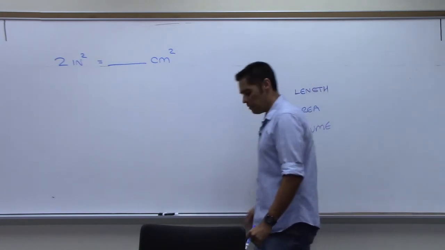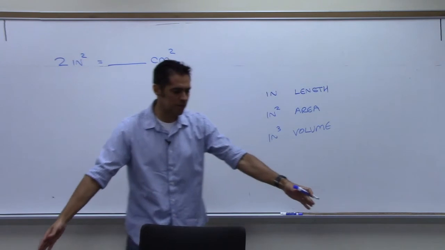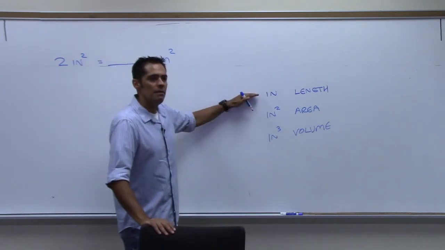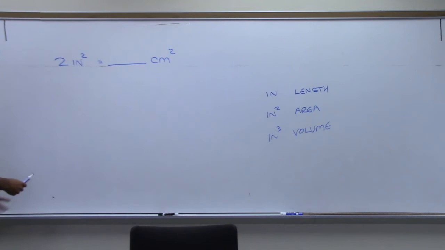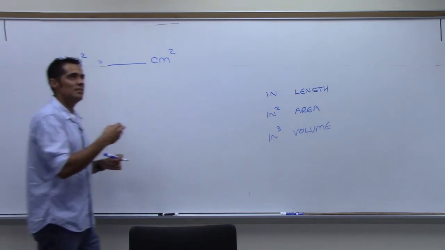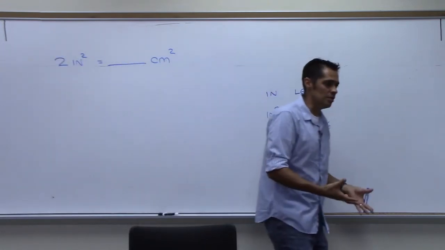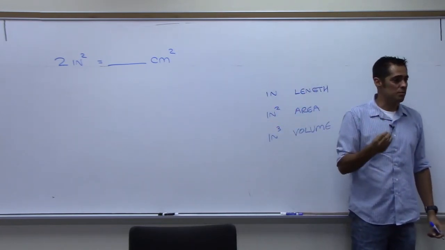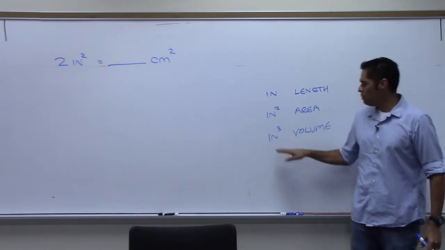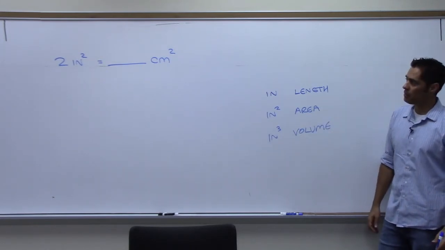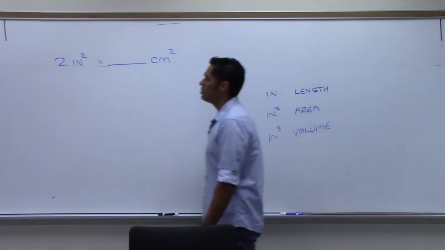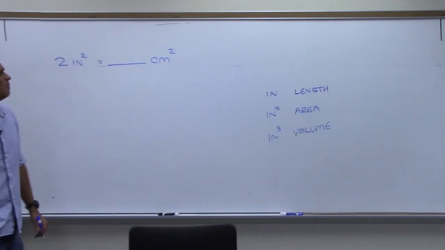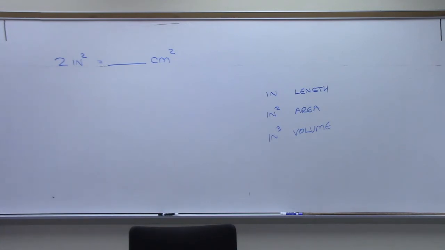So if I say this table is so many inches long, that's a length. If I say inches squared, that means I measured, let's say I want to paint this wall, I measure the length times the height. That number, you would say it's, let's say, 400 square inches. And by saying inches squared or square inches, you're letting the person know it's a measurement of area as opposed to length. Cubic inches is a measurement of volume. So the question here is, if you have 2 square inches, how many square centimeters is that?